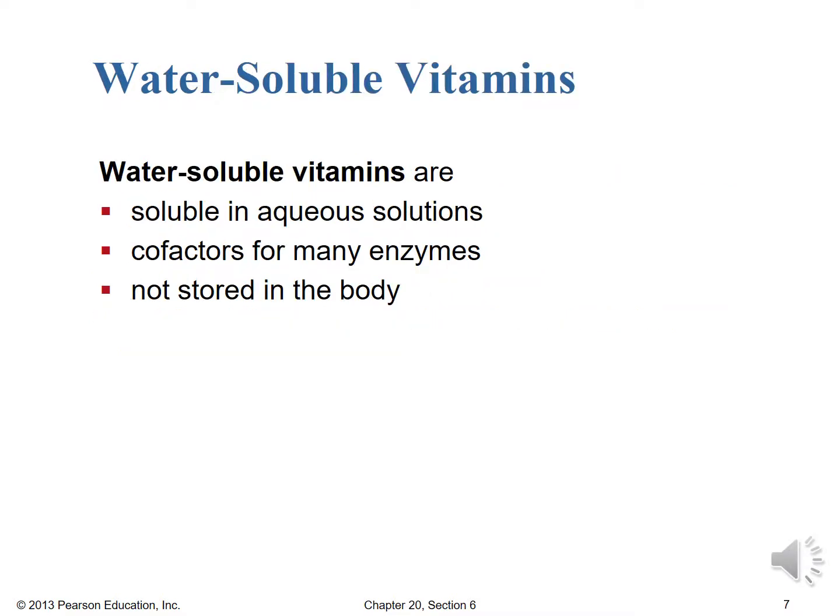The water-soluble vitamins are soluble in aqueous solutions, just like their name suggests. They're cofactors for many enzymes, and they're not stored in the body because they're water-soluble. The excess that you might have would leave the body in the urine. And so vitamin C, for instance, is a popular vitamin that people take as a supplement. It's believed to help with immune system function, and people take it in order to prevent illness, common cold in particular. And you can take large amounts of that vitamin without much concern because you'll be excreting out the excess.